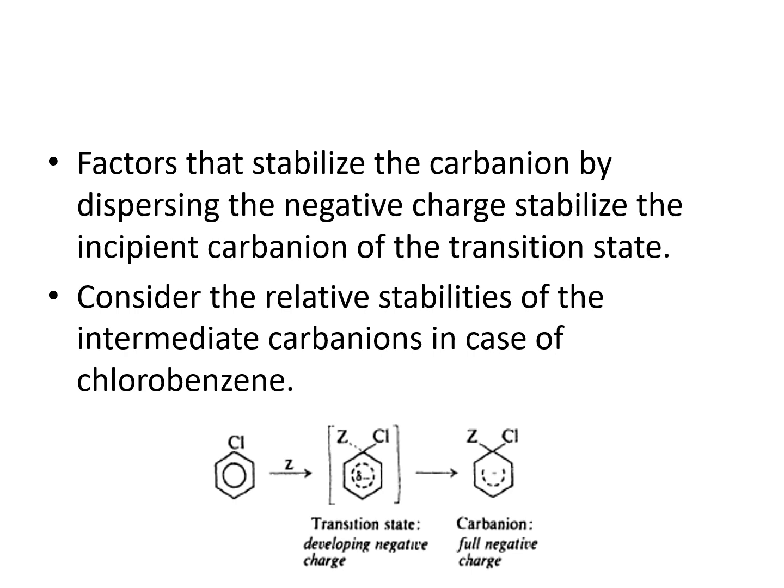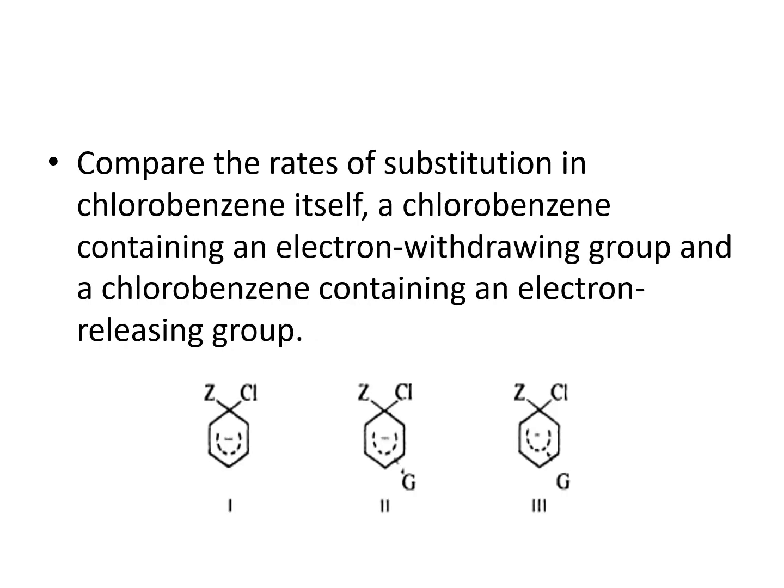So in the case of chlorobenzene, before the formation of the carbanion there is a transition state developing a negative charge. In the transition state a negative charge is getting developed. So any factor that can disperse this negative charge may stabilize this transition state, which may ultimately lead to the stabilization of the carbanion. We know that an electron withdrawing group may disperse the negative charge of the transition state leading to the carbanion formation, and an electron releasing group may intensify the negative charge.